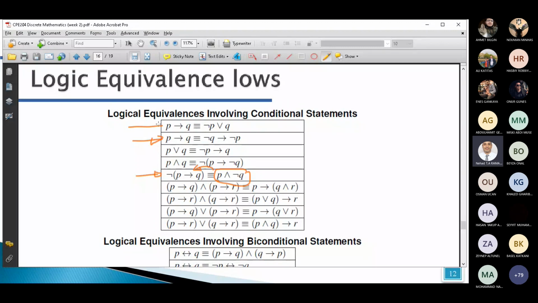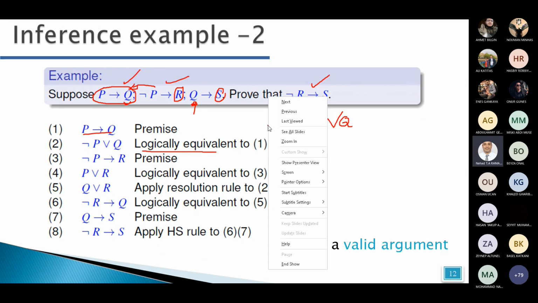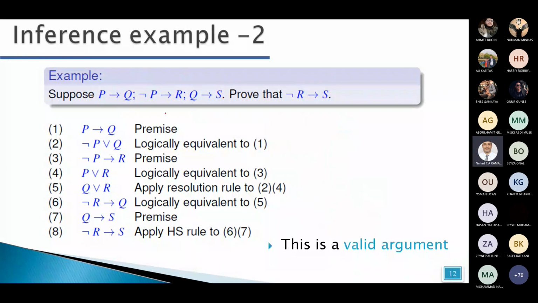The first one, the one I said is very important to know: P implies Q is logically equivalent to not P or Q. So from the first premise given to you, we can get not P or Q. We have another premise here, not P. Why do we need this? Because we need this not P here. So not P or Q comes from logical equivalence for the first premise.